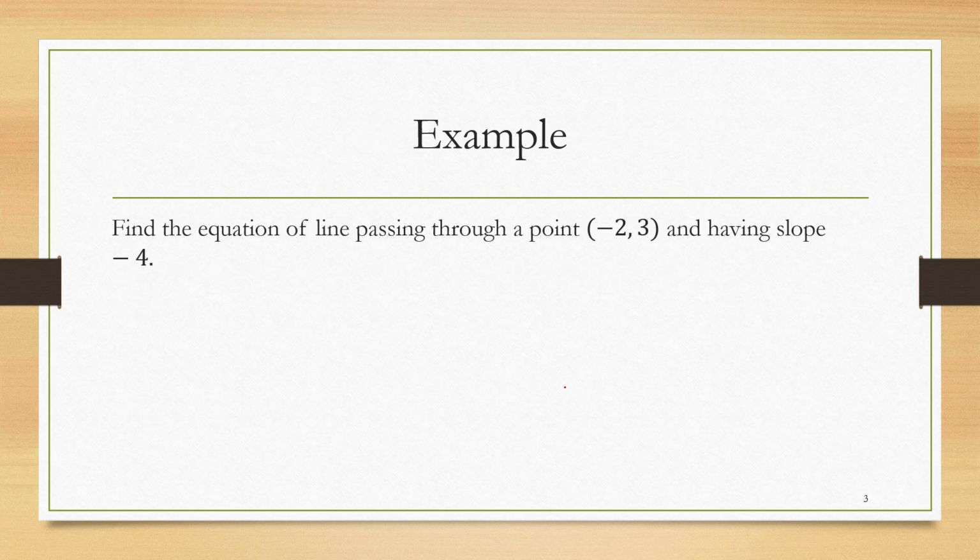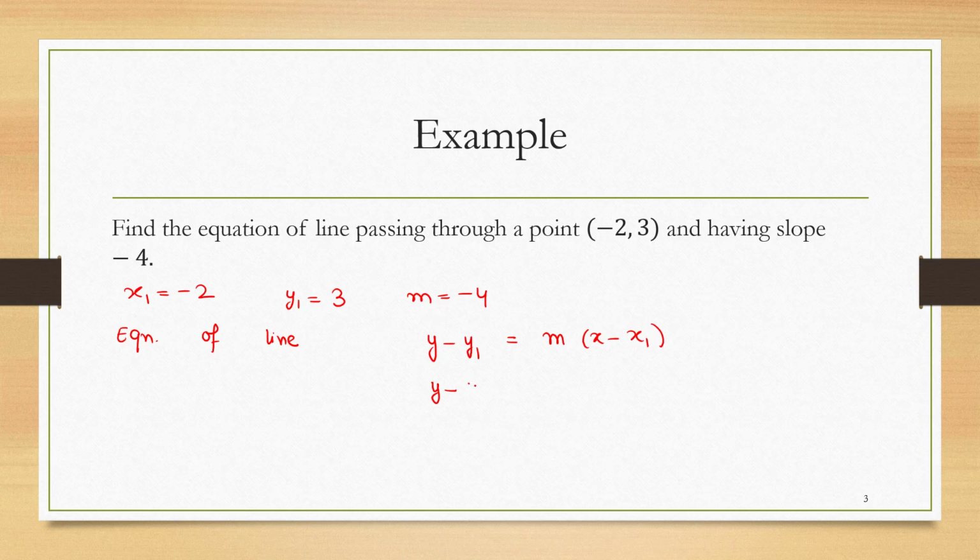Let's do an example. Find the equation of a line passing through the point minus 2, 3. So x1 is given to be minus 2, y1 is given to be 3, and the slope m is equal to minus 4. And we know that in this case the equation of the line is given by y minus y1 is equal to m times x minus x1. That is, y minus 3 is equal to minus 4 into x minus x1, or y minus 3 is equal to minus 4x minus 4 into plus 2, minus 8. So we get y plus 4x minus 3 plus 8, plus 5 equal to 0.